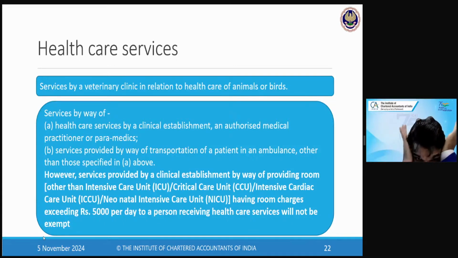Services provided by way of transportation of a patient in an ambulance, other than the above, that is also exempted. So if you see an ambulance, if they're charging something, then you don't have to pay GST on that. Because they will charge their charges, but GST is not leviable.